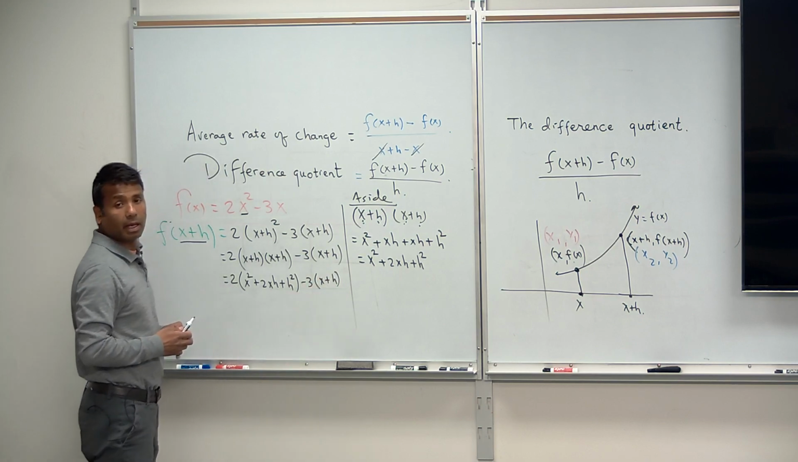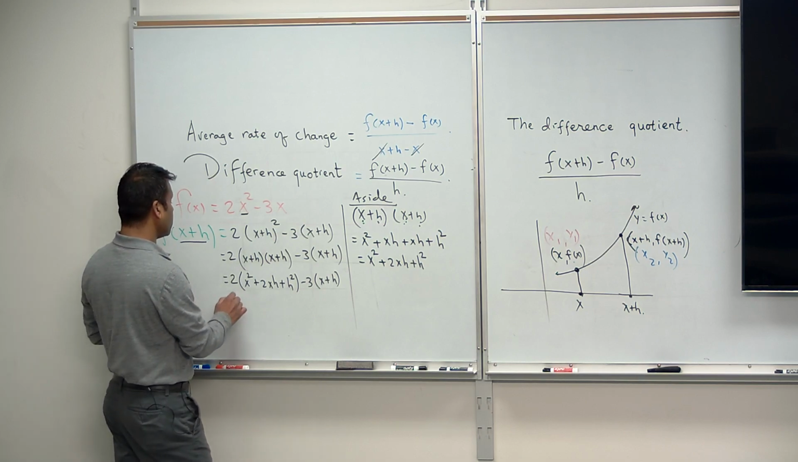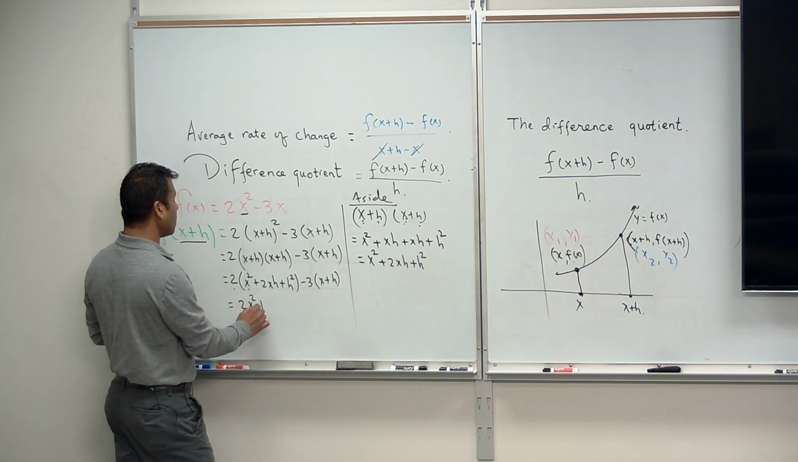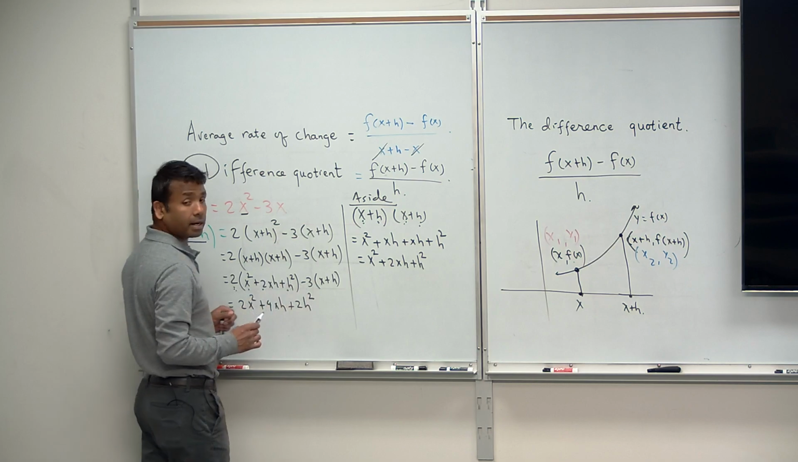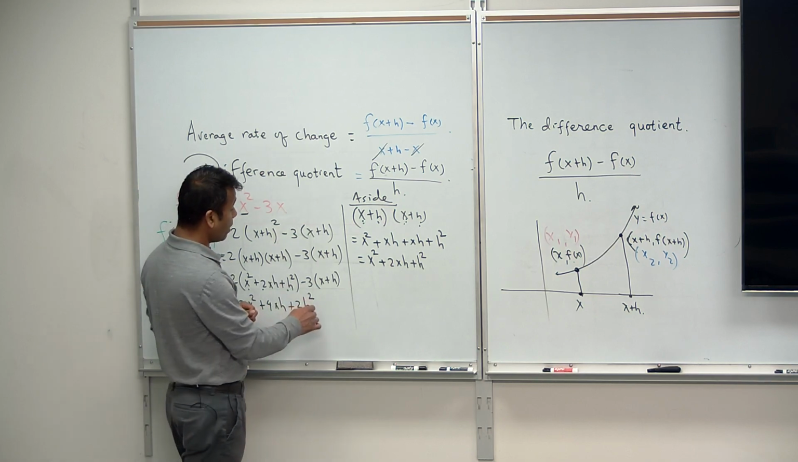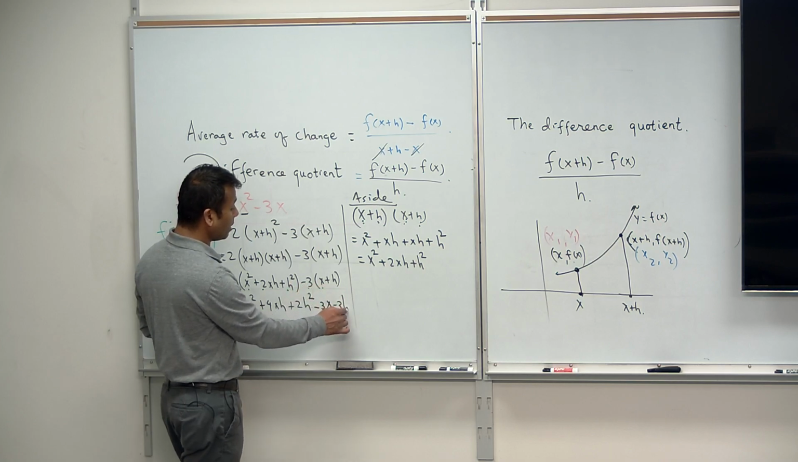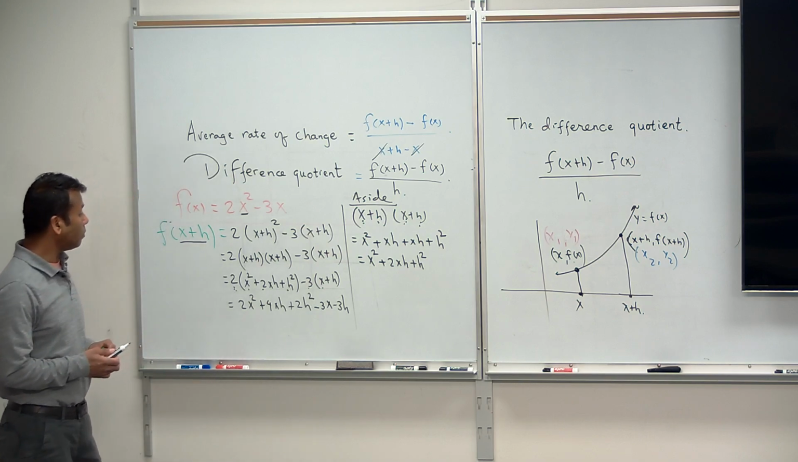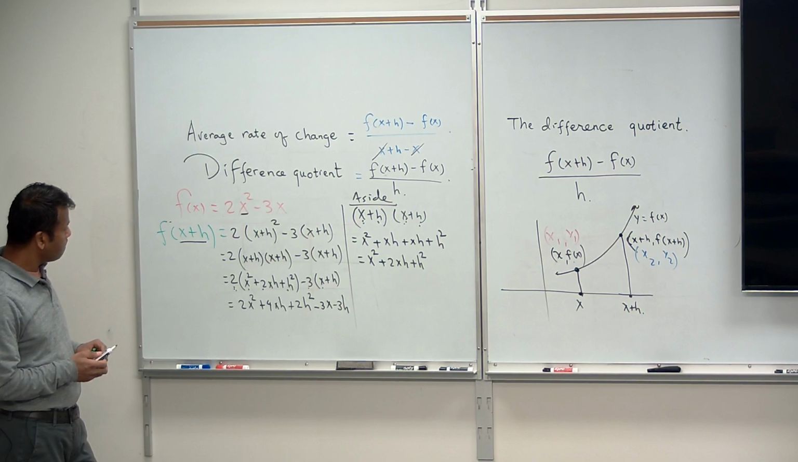Okay? So now this will be 2 times (x squared plus 2xh plus h squared) minus 3 times (x plus h). So you distribute this 2. This is 2x squared plus, 2 times 2xh, 4xh, plus 2 times h squared, this is 2h squared, right? And then you distribute this negative 3. Negative 3 times x is negative 3x. Negative 3 times positive h is negative 3h. Did I make sense? Is that good so far?